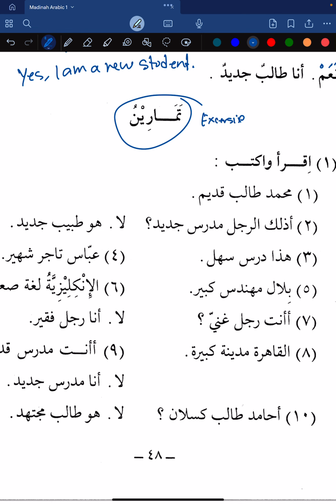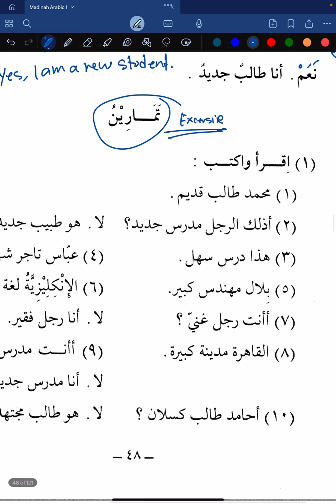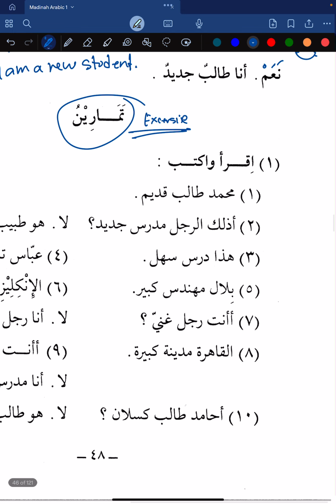Exercise. Iqra wa uktub. Read and write. Again, no one gave the harakat. I have to put the harakat here. Muhammadun. Terrible. Muhammadun talibun qadimun. Muhammad talibun qadimun. Okay? Alright.